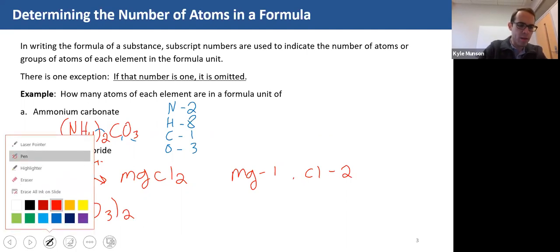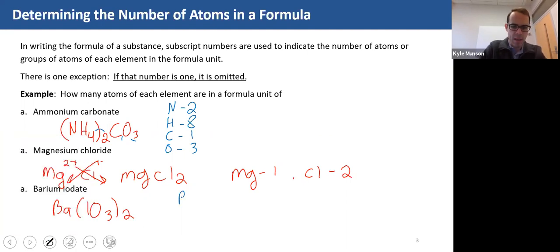Again, what I'm going to do is write down the elements that I have. I have barium, iodine, and oxygen. I have 1 barium. I have 2 iodines, and I have 6 oxygens.